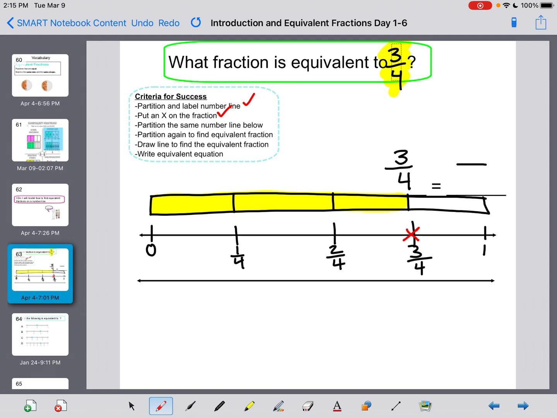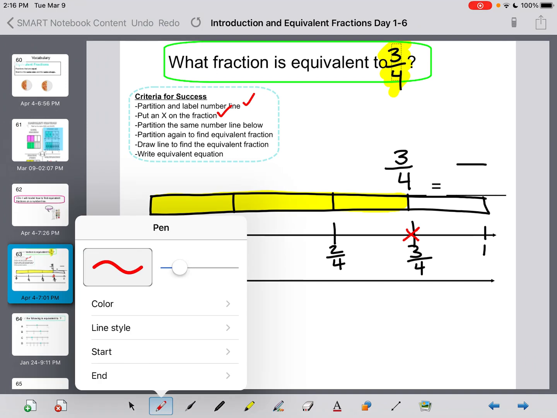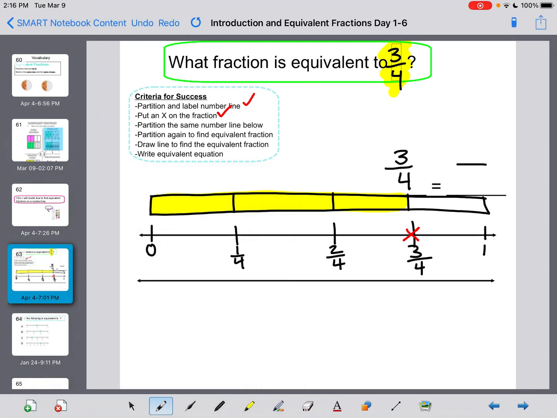Next step, we're going to recreate the same exact number line below. So when you're doing this, you want to make sure you're lining up your lines exactly with what the one above you says. So I have a line here, here, and here. And I can always start with 0 and end with 1. Now I want to find a fraction equivalent to 3/4. In order to do that, I need to partition my number line again. So I'm going to partition again in between each space on my number line.